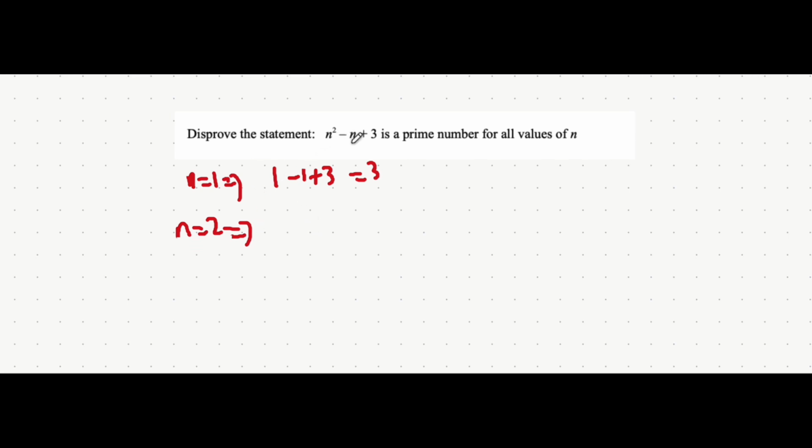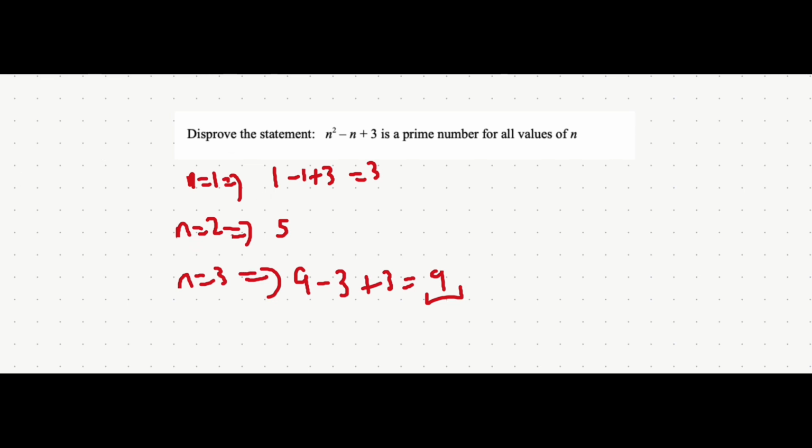2 squared is 4. 4 take away 2 is 2, plus 3 is 5. So that's still a prime number. N equals 3. 3 squared is 9. Take away 3 is 6, plus 3 is 9. Well, that's not prime, because we know 3 times 3 is also 9.